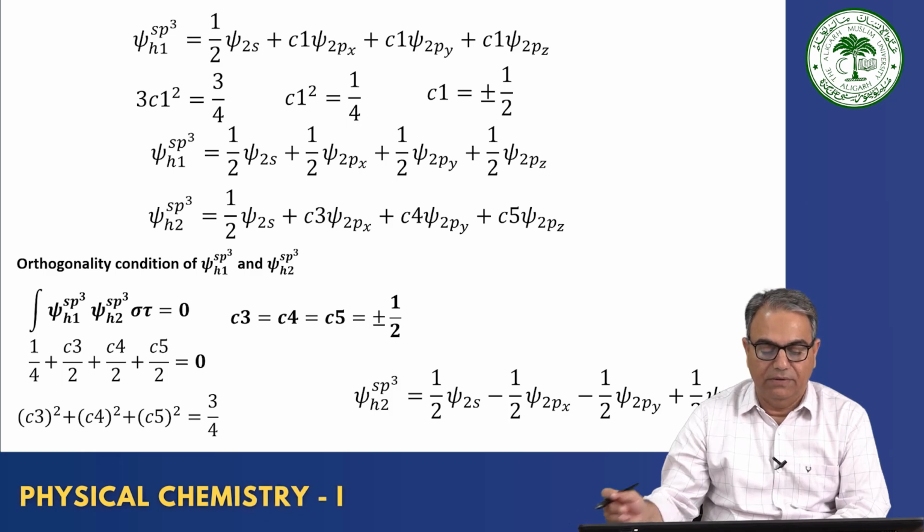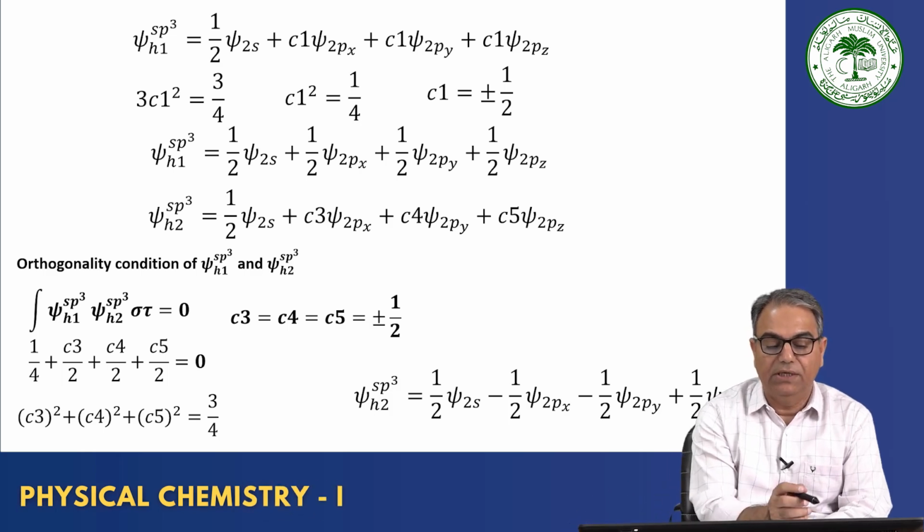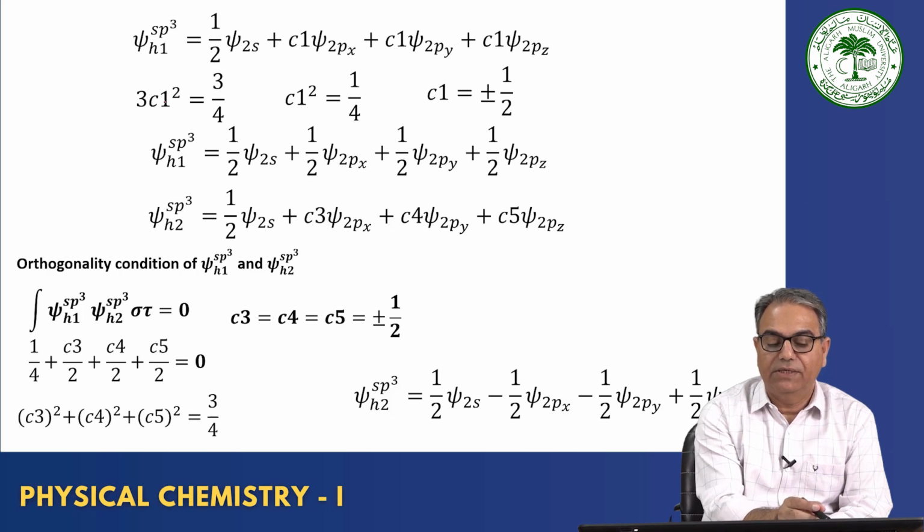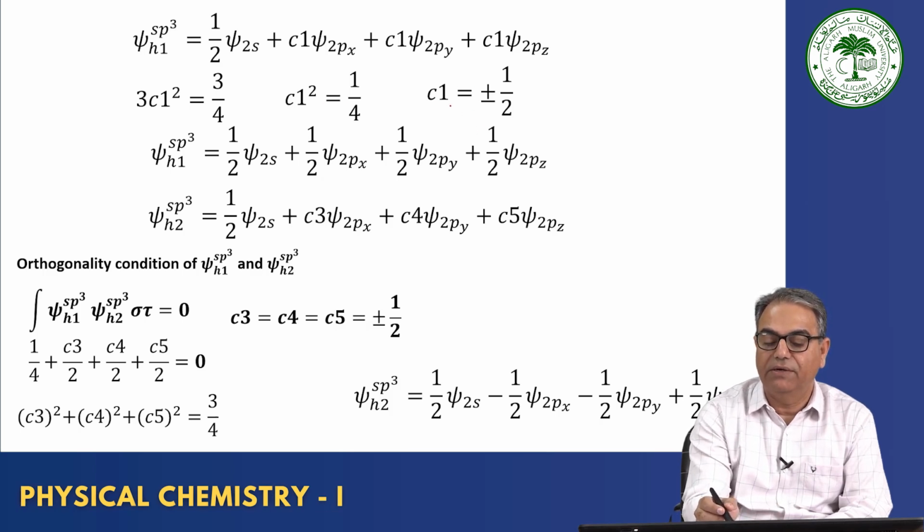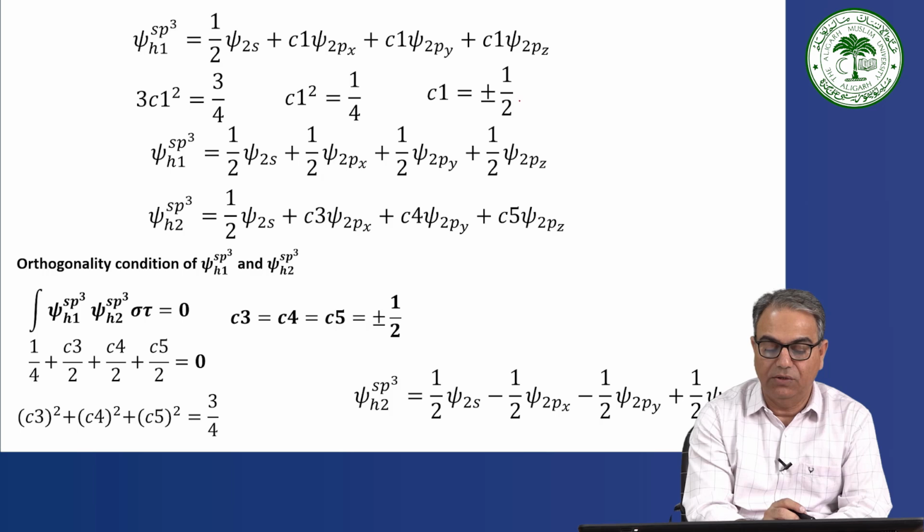So this is what I have written. You see, 1 by 2. Okay, so what is this? 3c1 square is equal to 3 by 4. So c1 square is 1 by 4. I have done all this. I have written it for your convenience here. So c1 becomes plus minus 1 by 2.